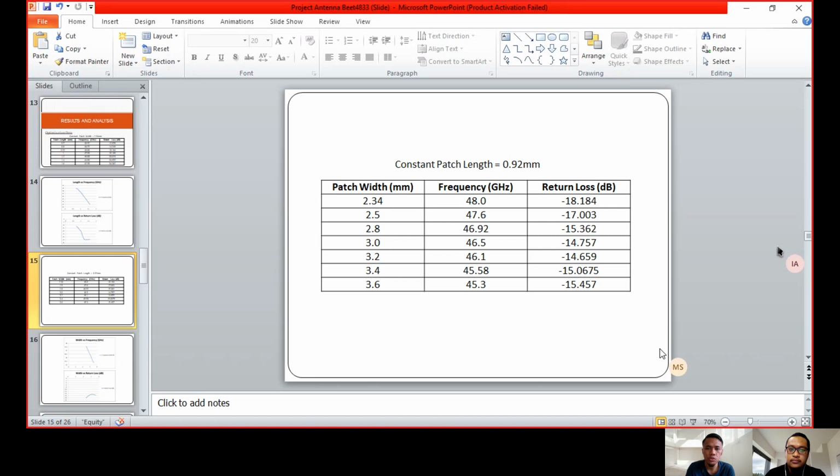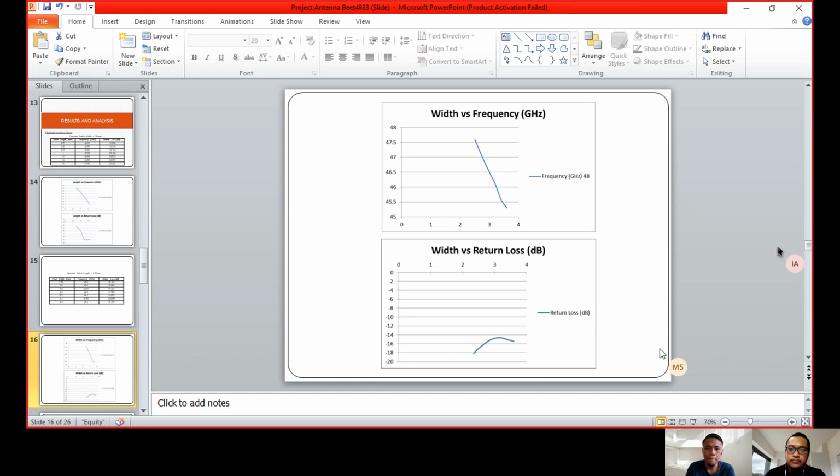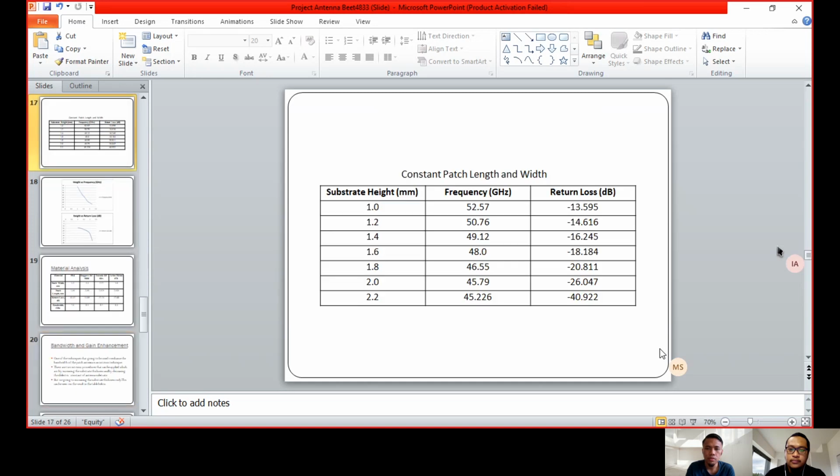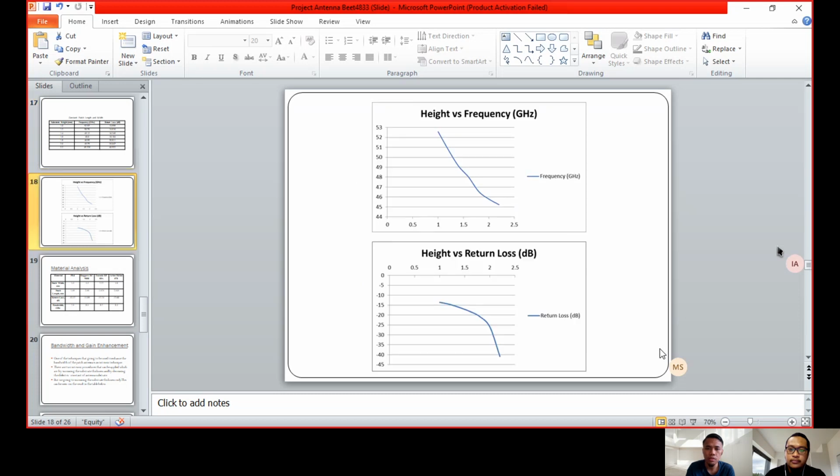For the second, we use the constant patch length, which is 0.92 millimeter. As we can see, as the patch width increases, the frequency decreases and the return loss also decreases. So this is the graph that has been produced by the data. And for the third, we use constant patch length and width. As the substrate height is increased, the frequency is decreased, and the return loss is increased. And this is the graph produced from the data.